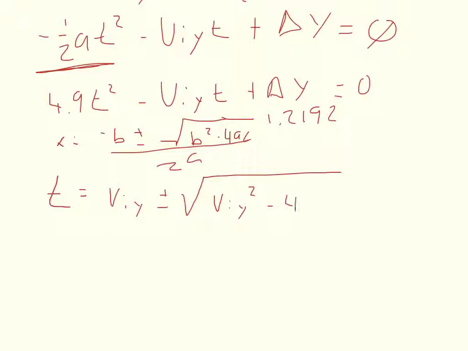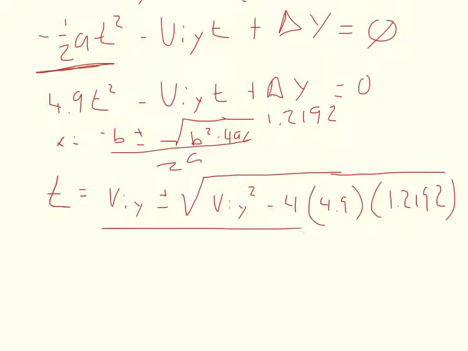So minus 4 times, we could put negative 1/2 a, or I just put 4.9. So minus 4 times 4.9 times 1.2192. I'm putting the numbers in right away so that we can analyze this very quickly. And all of that is divided by 2a. Since negative 1/2 a is basically 4.9, 2 times 1/2 makes it 1, so you get 9.8 down here, a positive number, as the denominator.